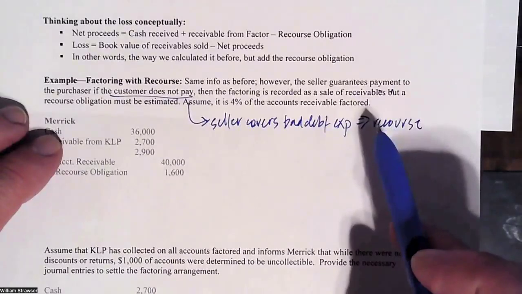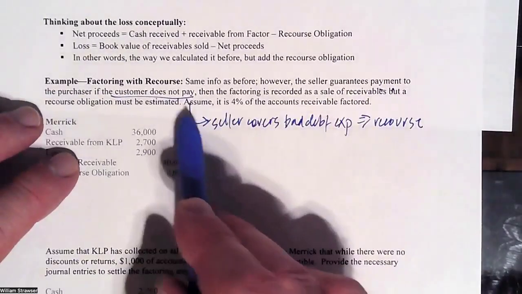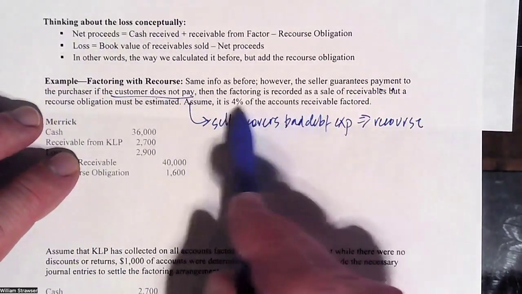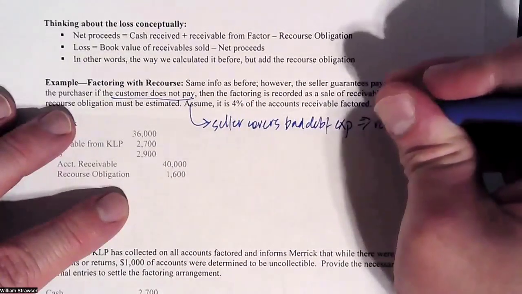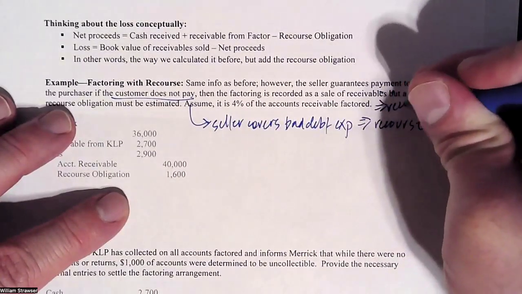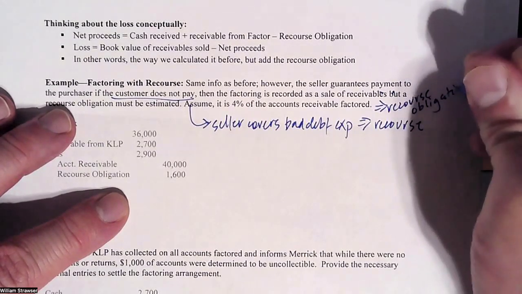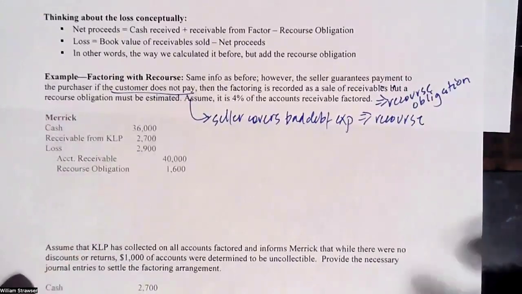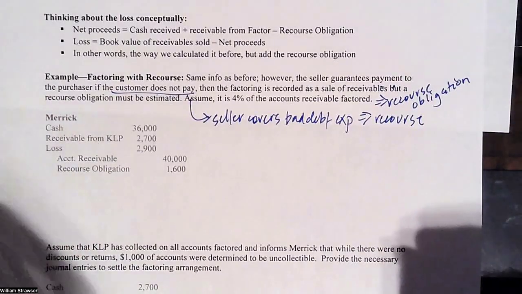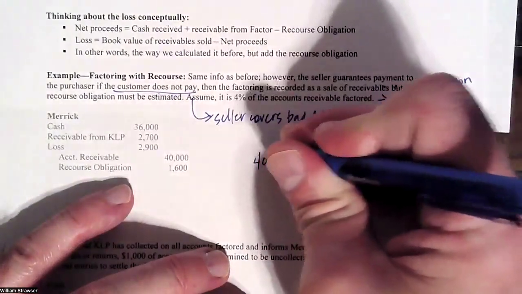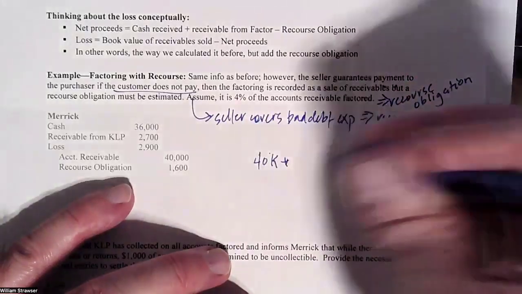So it's still a sale of receivables, but we just estimate that 4% of the receivables factored are going to be our recourse obligation, our recourse liability. Remember, this is assessed by the seller. 40,000 times 4%.